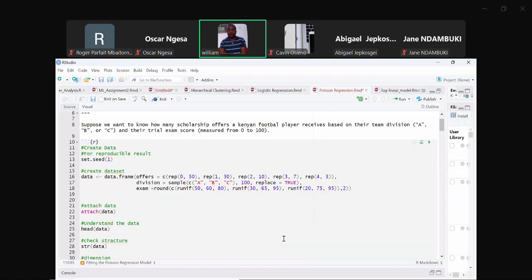Just confirm if you can see my RStudio. Yes, we can now see it. Great, thank you. So I'll just start again.